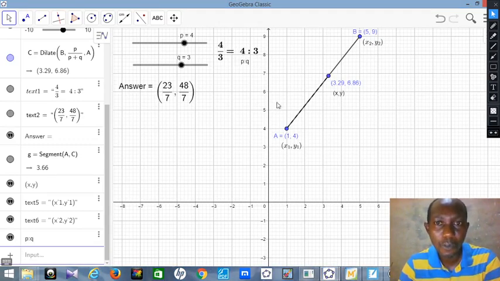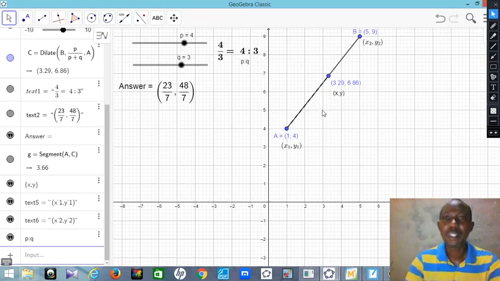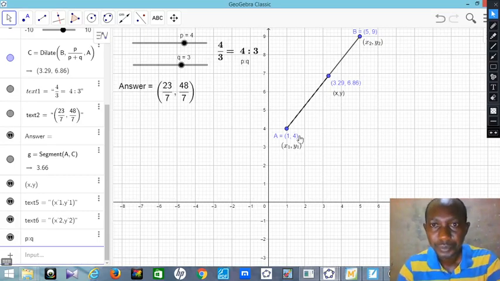So 4, you move from A, you move 4 steps inside. Then 3 from B, you move 3 inside. So P is for 4, Q is for 3. That means this is 4 divided by 3. That's what we have here, which is p divided by q. Okay, by the time you get this, let's see.